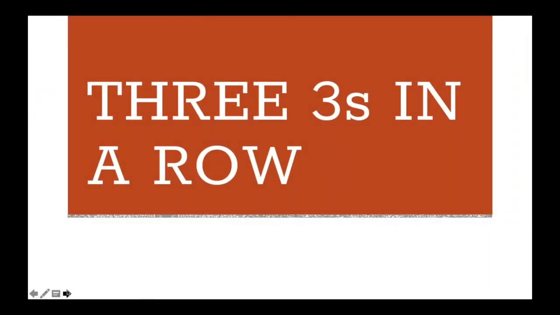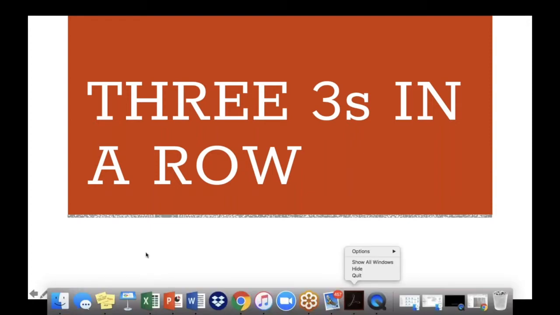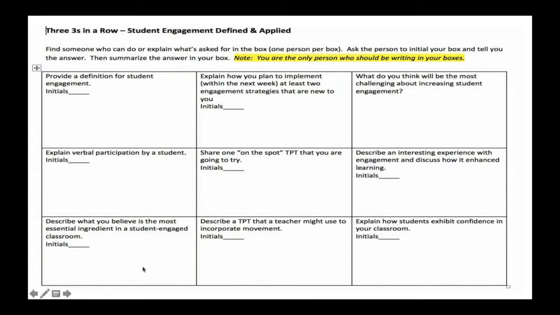3 threes in a row is a student engagement strategy defined and applied. In this strategy, students will have an 8.5 by 11 piece of paper that will have questions on it. Here's an example on the slide now. I created one that I might use for this course. I created 9 questions or 9 activities. Provide a definition of student engagement. Explain verbal participation by a student. You place a task or a question in each one of the 9 boxes.